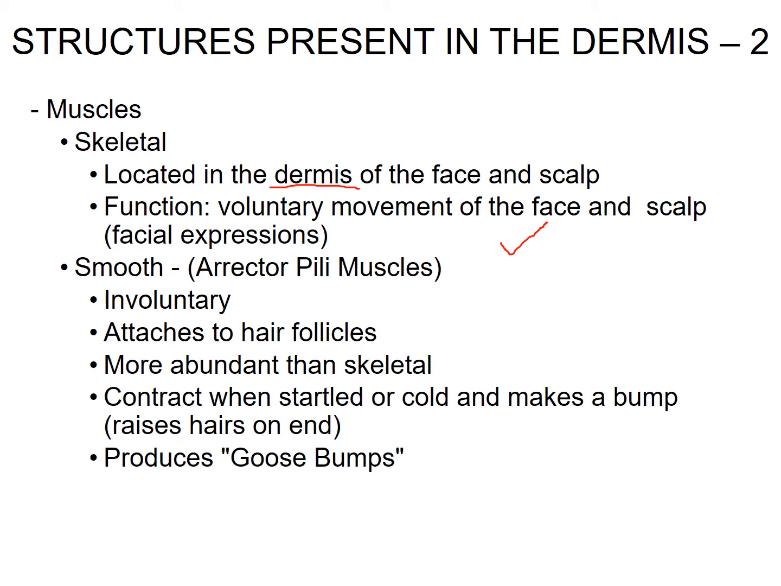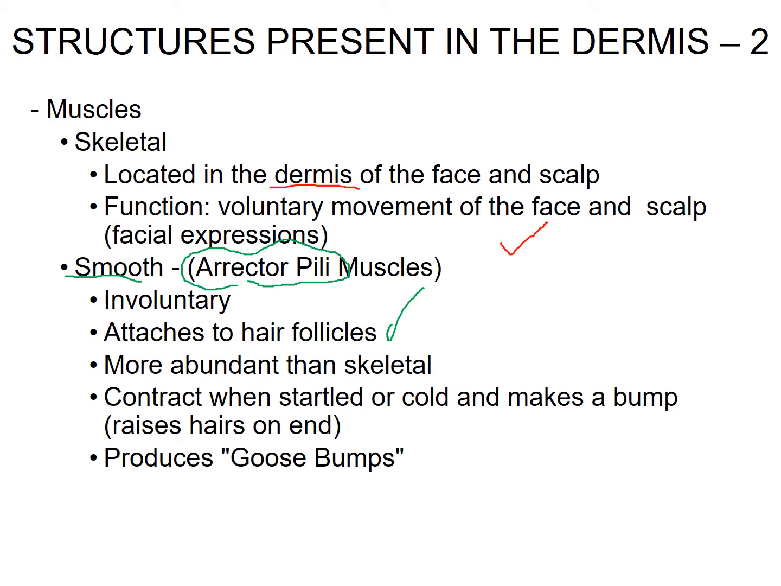Now there also are involuntary muscles in the dermis. We call those smooth muscles. Specifically, the name of the smooth muscle is the erector pili muscles. And these muscles actually attach directly to the hair follicles, and when they contract, they actually pull on the hair follicle and cause the hair to stand straight up.